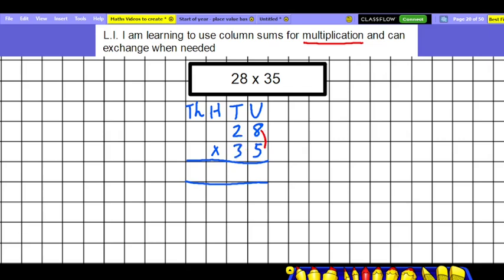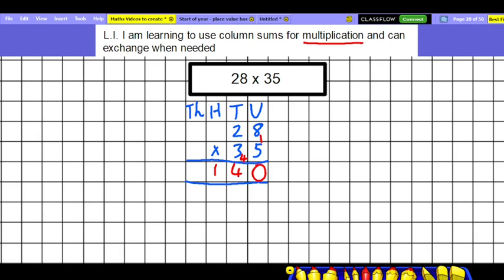So starting off, 5 times 8, that's 40. So 40 is 4 tens and 0 units. The 0 units can stay. The 4 tens can go in the shelf of the next column. Next, we have 5 times 2. 5 times 2 is 10, but we have to remember to add that 4 on as well. So we're not going to get 10, we're going to get 14. Now, I could go, the 4 can stay, the 1 goes on the shelf. However, considering there's nothing else to add it to, I'm just going to put it straight into the hundreds column. So 5 times 28 is 140.